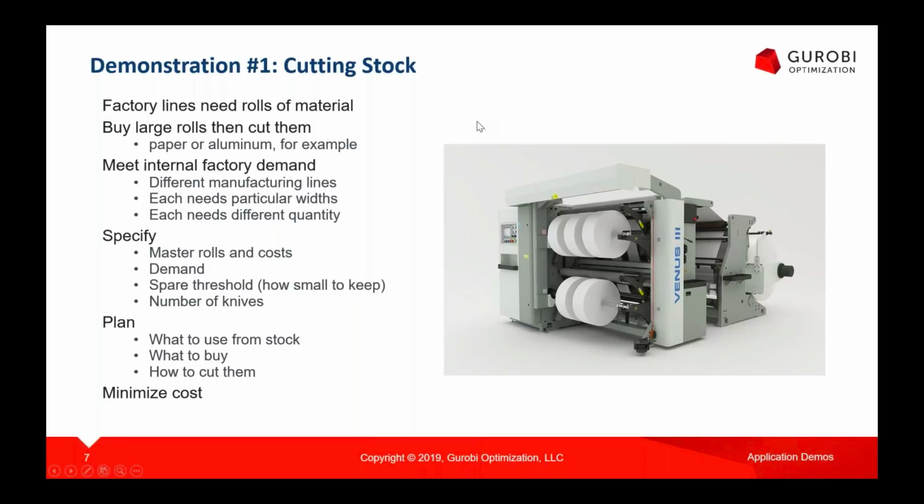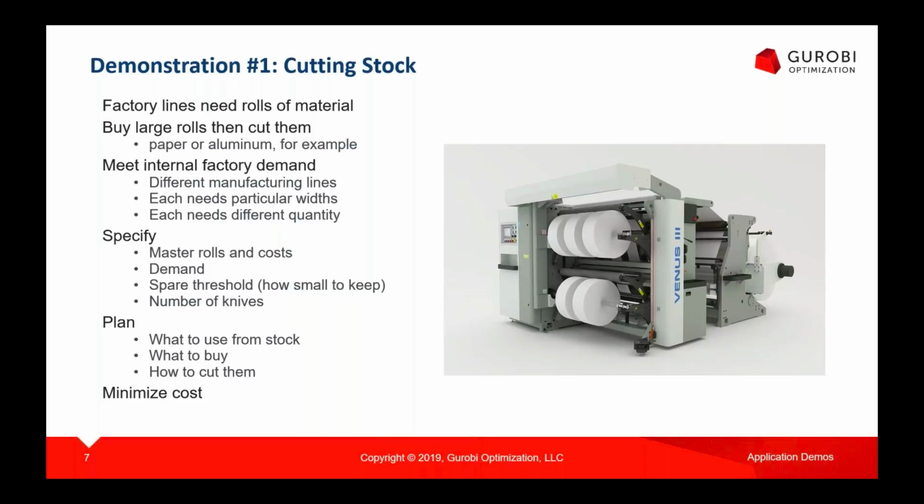So the machine that you see in the screenshot is used to cut master rolls of material. It looks like paper in this one, but it could be aluminum or steel or fabric, any kind of material, it doesn't even have to be rolled, it can be pipe, any kind of material that comes in master sizes and needs cutting down. And in a lot of factories, they have production lines that need small rolls of particular sizes.